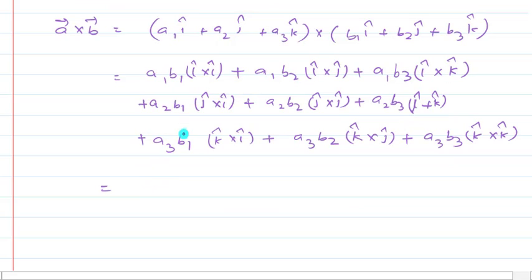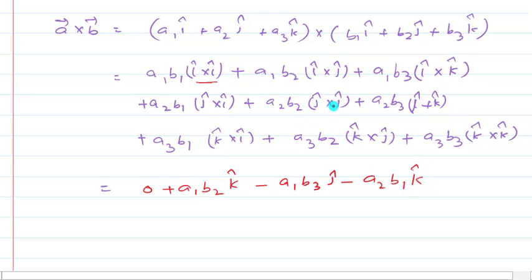Now let us find out the value. So here the first one is 0. Why is this so? Because i cross i is 0, so the whole term is 0. The second term, i cross j is k cap, so we are getting plus A1 B2 k cap. Third term is having i cap cross k cap, and you know that its value is minus j cap, so we are having minus A1 B3 j cap. The next one is j cap cross i cap, and it is again in reverse order, so we are getting minus A2 B1 into k cap.